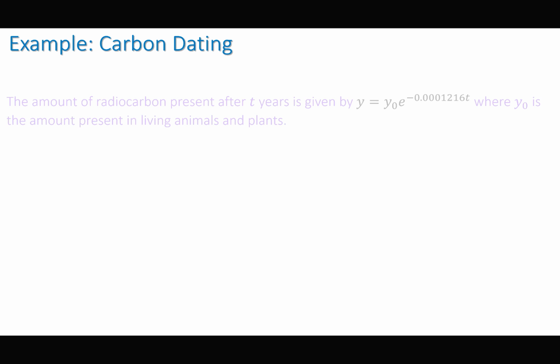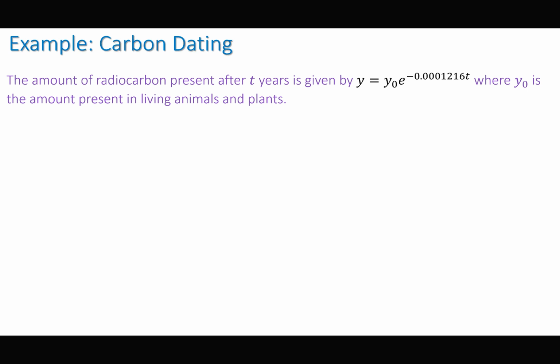All right, and then the last example, we're going to talk about carbon dating. So carbon dating is a way that they can look at substances they find and determine how old that substance is. So the amount of radiocarbon present after t years is given by this function. Somebody somewhere along the lines created this function: your initial amount times e raised to this k that they've already calculated, times t will tell you how old your piece of material is.